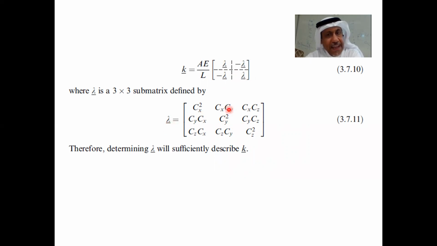So this is 3 by 3. You put 3 by 3 here, you put 3 by 3 here. You take this 3 by 3 and multiply it by a minus sign, meaning you multiply all the elements by a minus sign. You put it here, and you multiply all of this by a minus sign and put it here. Okay, then determining lambda will be sufficient to describe what?